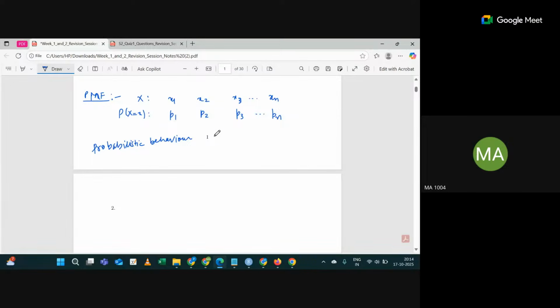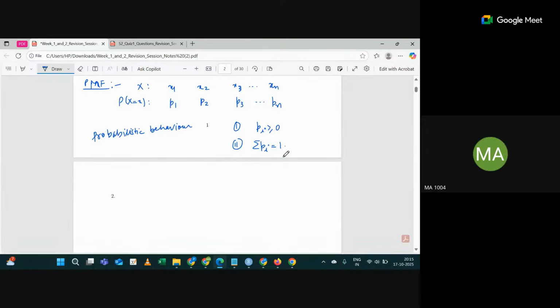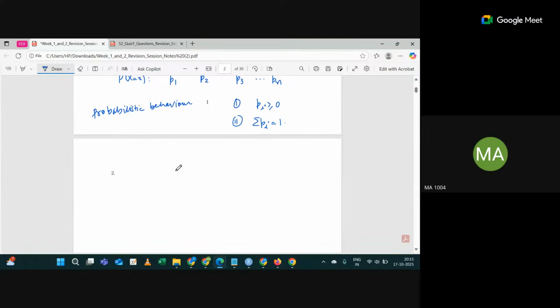There were two main properties for being a valid probability mass function in the case of a single random variable. First, all the probabilities should be greater than or equal to 0. Second, the summation of all the probabilities should be equal to 1. Yes or no? Yes, sir. This information was for a single random variable. Now, what if you have two random variables? Then the joint probability mass function comes into the picture.